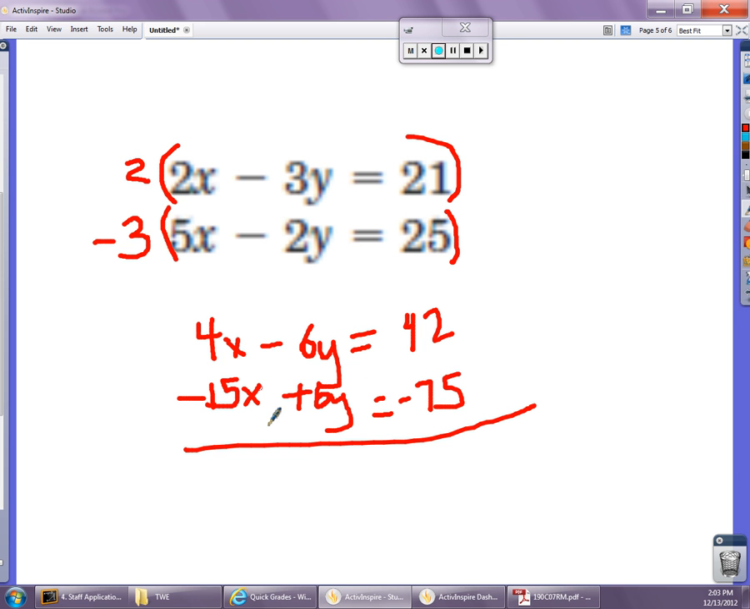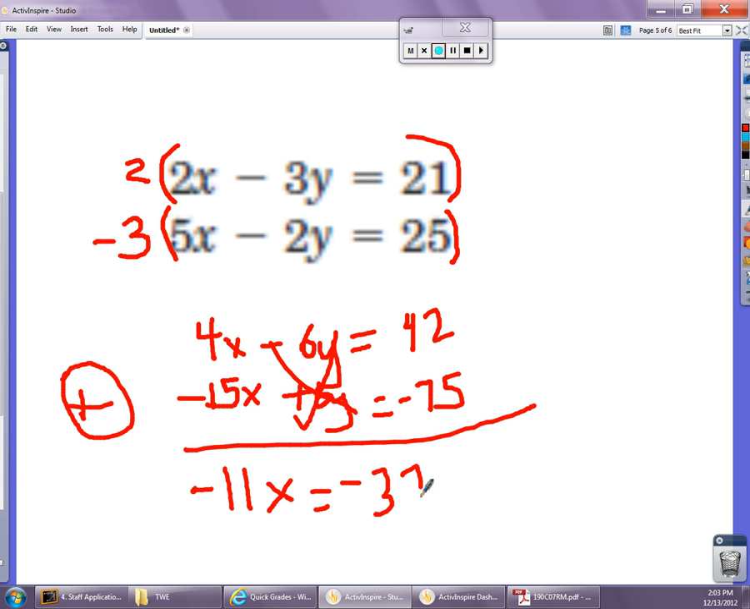Now that I have opposites right here, I can add them. Those eliminate. I'm left with negative 11x, and then negative 75 and a positive 42 become a negative 33. Divide both sides by negative 11, you get your answer of x equals 3.